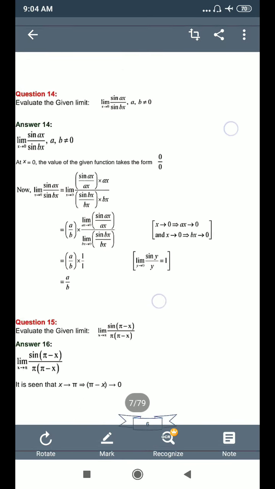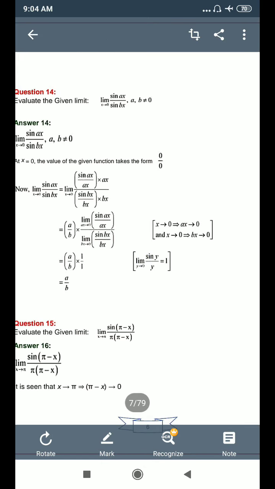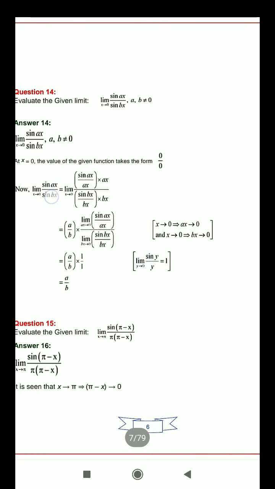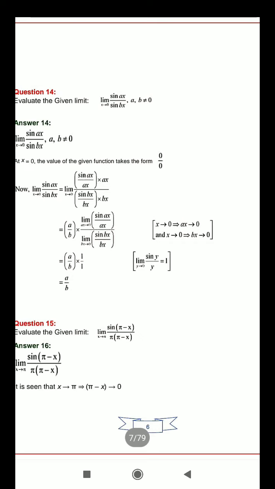So a by b will be the answer of this question. In the next one it is given sine ax upon sine bx. You put x tends to 0, so it is again 0 by 0 form. So what we do, we'll apply the same theorem in numerator and denominator separately. In the numerator I have divided sine ax by ax and multiplied also by ax. Similarly, I have divided sine bx by bx and multiplied also by bx.